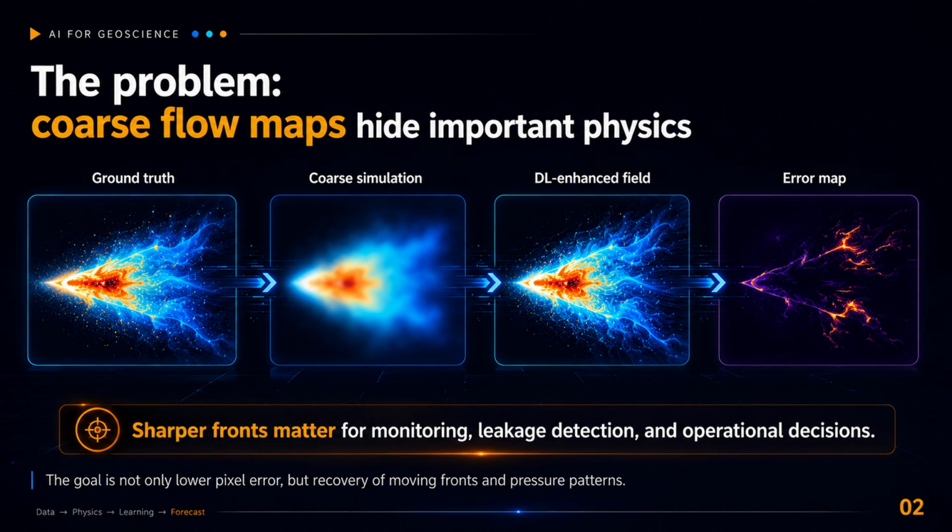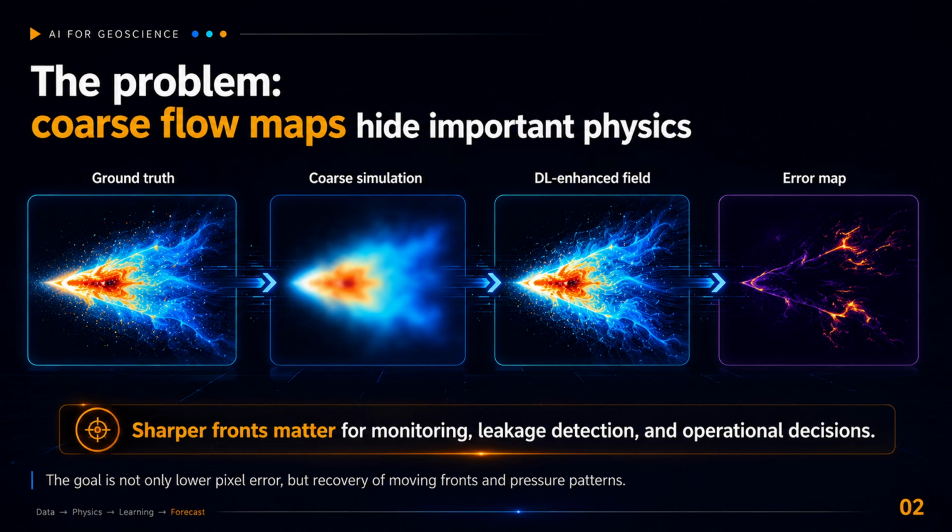In this slide, you can see 4 ideas. The ground truth is the high-resolution flow field. It contains many detailed structures. The coarse simulation is much blurrier. It gives the general shape, but it hides many important details. The deep learning enhanced field tries to recover the missing information. Finally, the error map tells us where the model still makes mistakes.